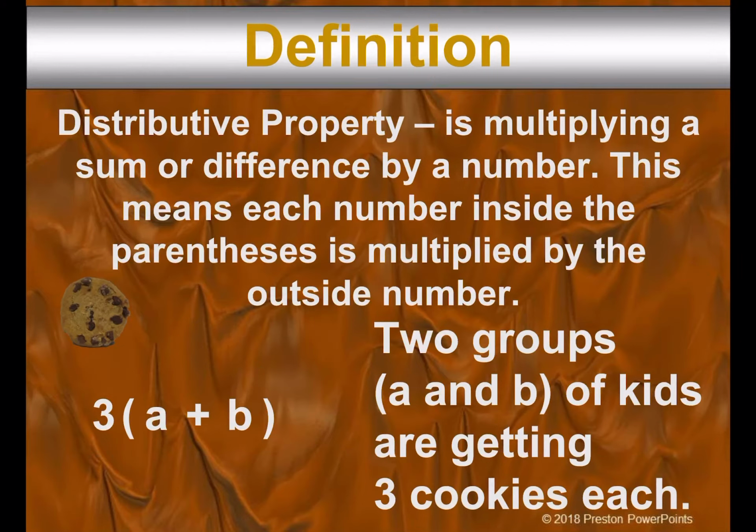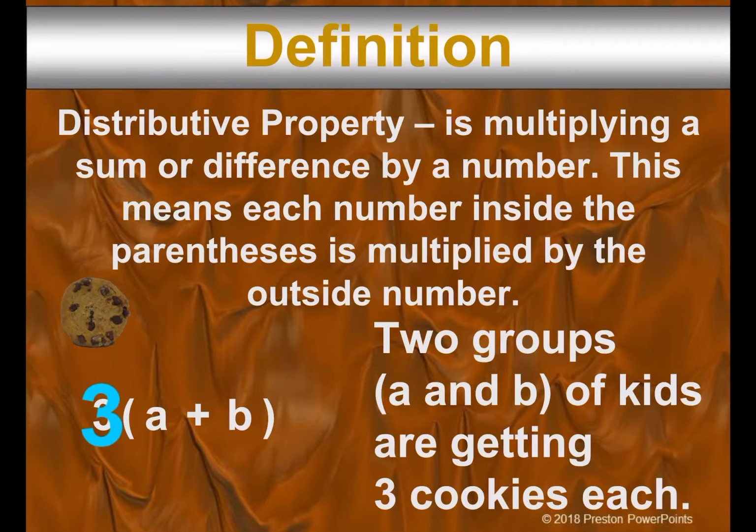So, definition. Distributive property is multiplying a sum or difference by a number. This means each number inside the parentheses is multiplied by the outside number. Two groups. So we have 3 and then A plus B. A and B of kids are getting 3 cookies each.